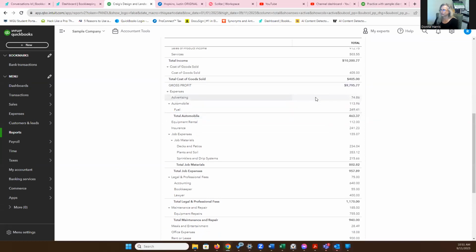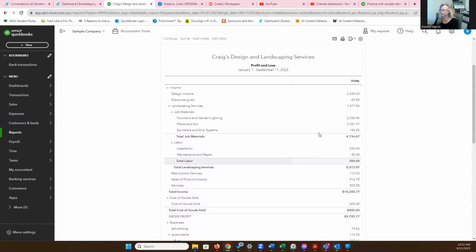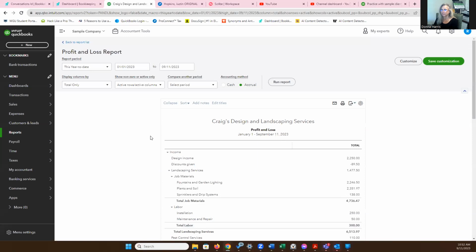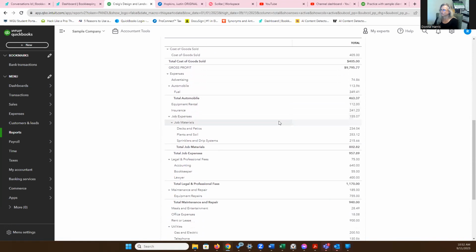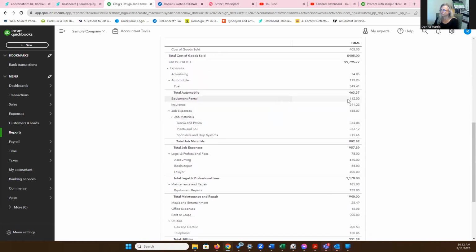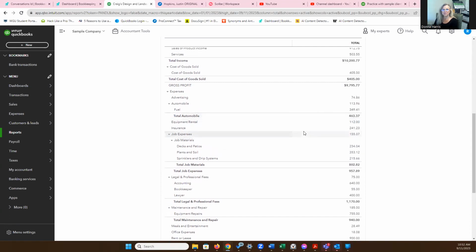Now we have some advertising, we have some automobile expenses, plus some fuel for their car. If they're running around going to job sites, you can write that off. Equipment rental. I imagine since this is supposed to be a landscaping company, again, this is a fake company, I'm saying this mostly for YouTube's benefit, since it's a landscaping company, they're going to have some equipment rental. So that could be a trencher, it could be a tiller, it could be specific, unique equipment that they need to put in landscaping that they typically don't have.